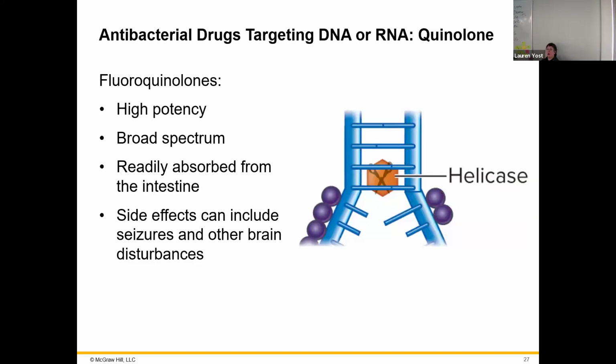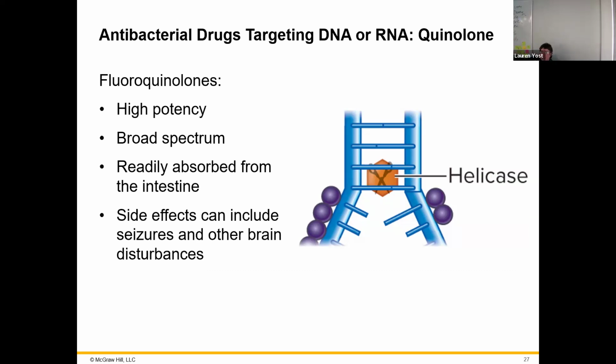All right, moving on to our quinolones. Quinolones are drugs that inhibit DNA synthesis. So we did our cell wall synthesis, we did our protein synthesis inhibition, and we did our folic acid synthesis inhibitions. Now we're on to the DNA and RNA synthesis guys.